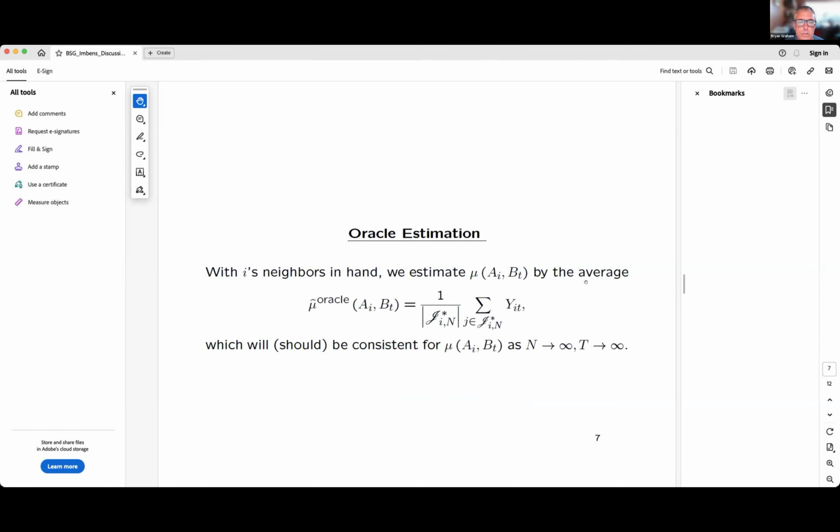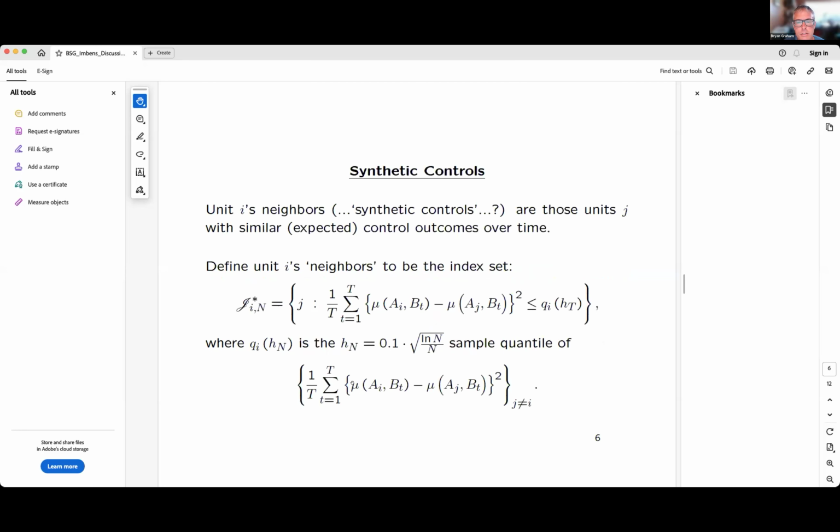If you could do that, then you could construct a simple oracle estimator, which would just look at the average y's over the neighbors j of unit i in period t. This would be an estimate of the expected outcome under control for unit i in period t, and this should be consistent for mu_{a_i, b_t}. If n grows large, as mentioned in the presentation, that ensures that the cardinality of the set of neighbors grows large, so the number of summands in this average grows large. We also need T to grow large, because it ensures that these matches are good, and hence we can allow this cutoff to go to 0 fast enough to get rid of bias.